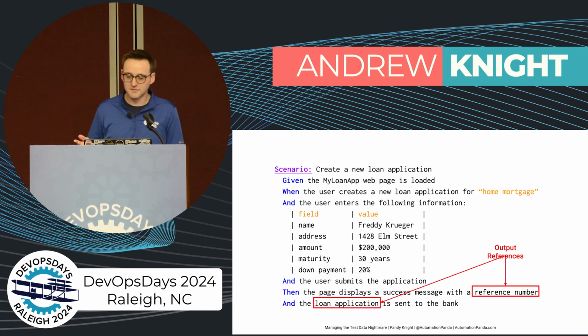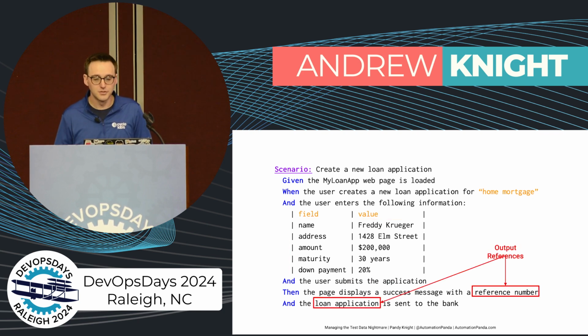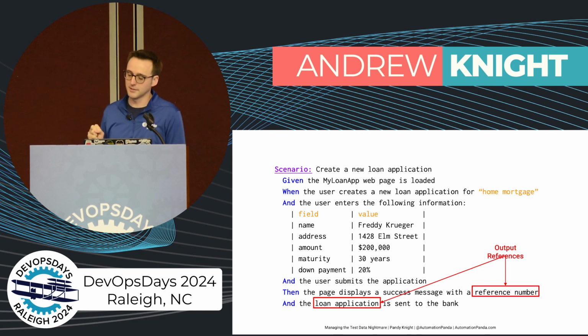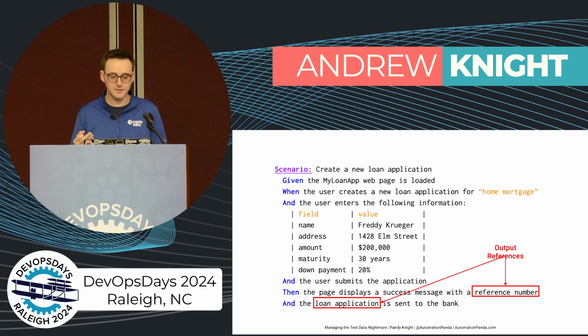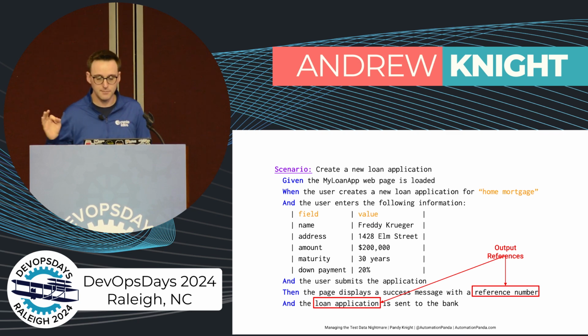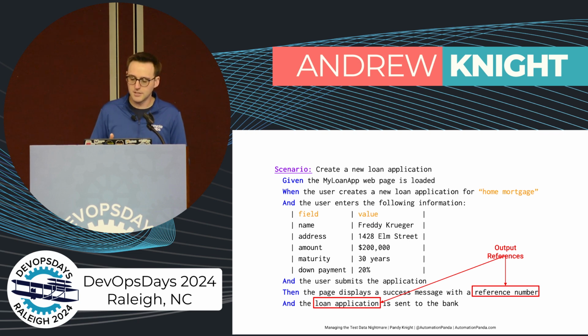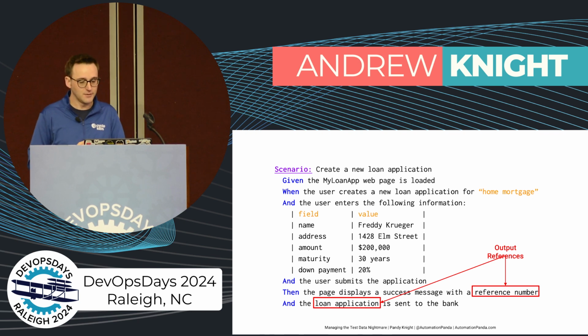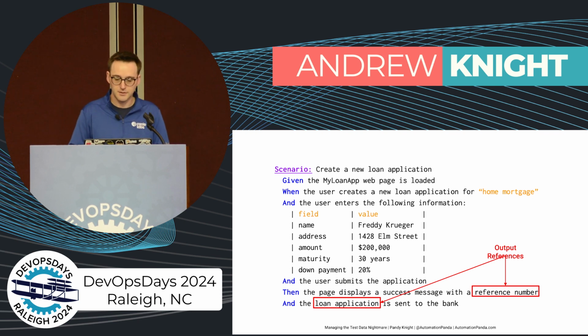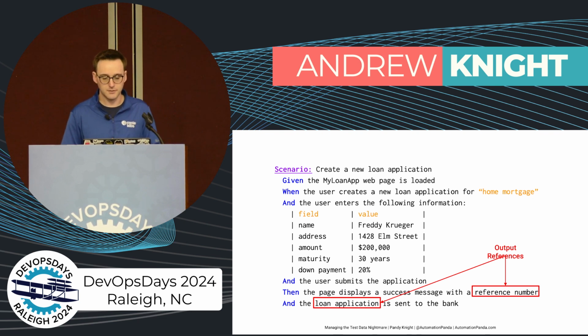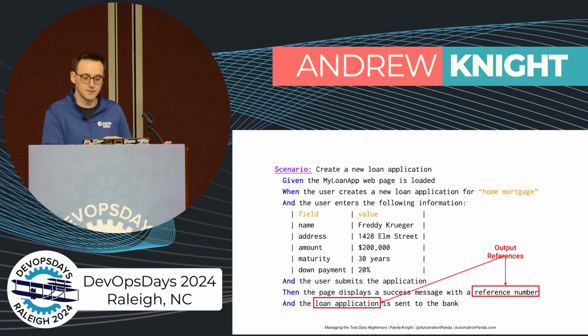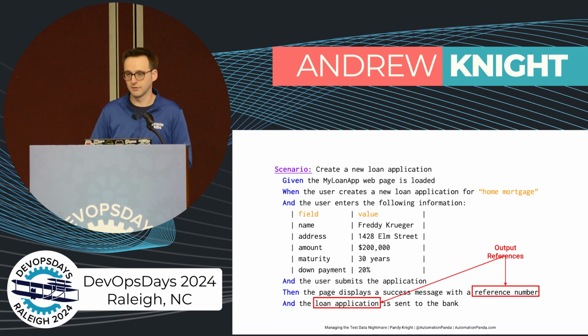The second kind of test case value is an output reference. These are values that are retrieved from the product under test. Typically, they're the outputs generated by exercising a behavior. In this example test, the reference number can be scraped from the success page and verified for correct format. The loan application can be retrieved from the web app's backend to verify that it was correctly submitted. These values cannot be literals because they originate from the product. Tests must refer to them by reference and retrieve their values from the product.